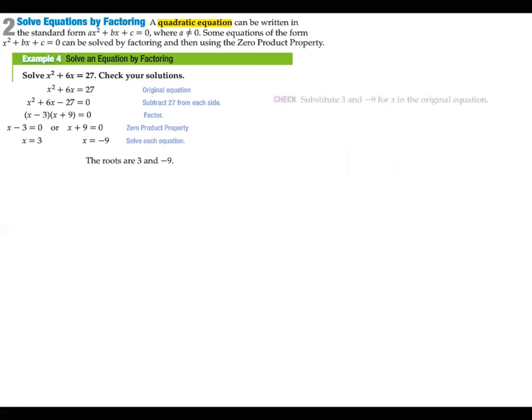Now all I do is plug those in for x in the original equation up here. Okay, so if I plug in 3, 3 squared plus 6 times 3 gives you 9 plus 18, which is 27, which equals 27, so it's good. If I plug in negative 9, be careful. When you square negative 9, you should get 81. And then you have 6 times negative 9, which is minus 54. 81 minus 54 is 27, so we're good there.